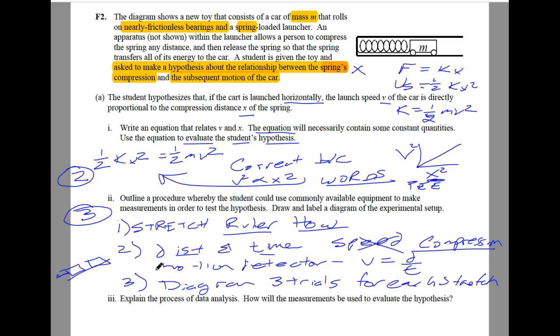The next part that you need to do talks about going through the analysis. And so when you do the analysis, you need to make sure that you get all three of the points for that analysis piece.